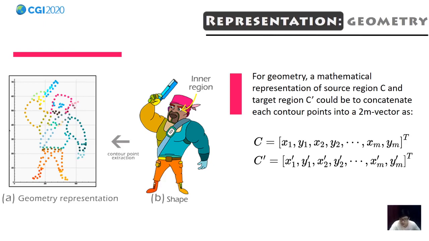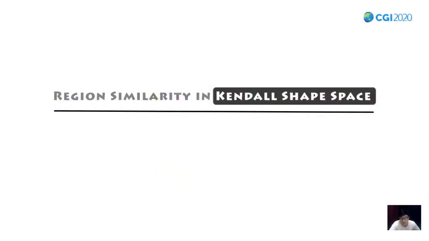The definition to depict a shape is a finite number of landmarks on the contour of the region. A mathematical representation of source region C and target region C prime can be expressed as a 2M vector, as the equation shows, where M is the number of contour points, and X and Y represent the position of the contour points. So the next model is the region similarity in Kendall shape space.